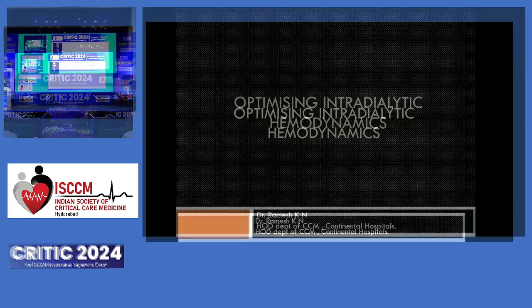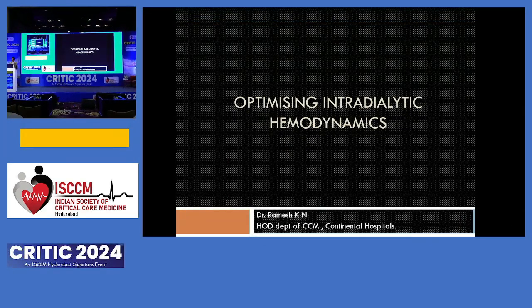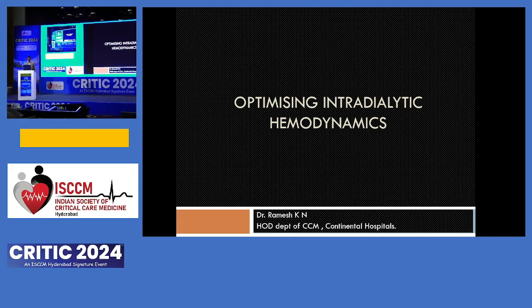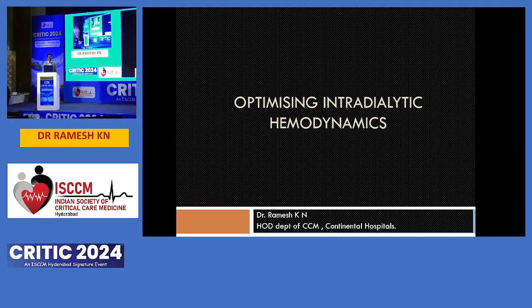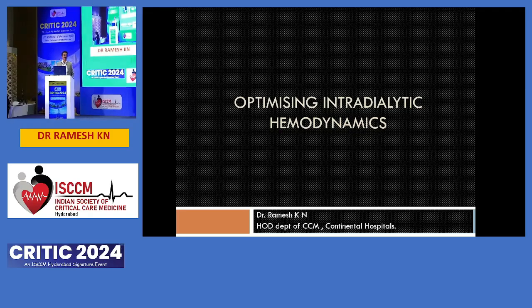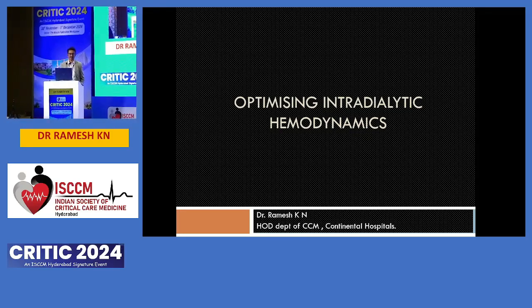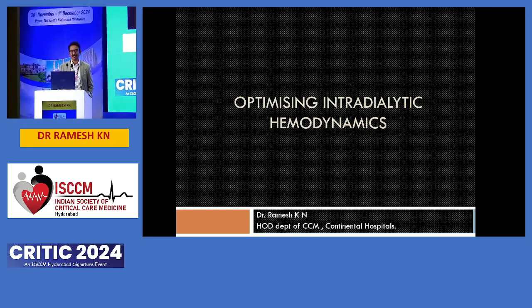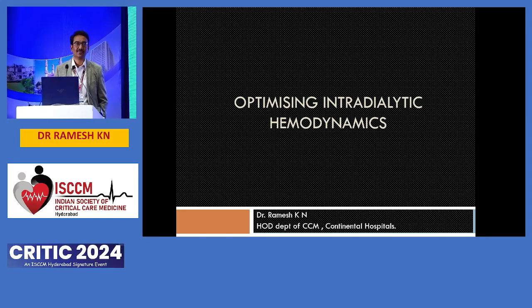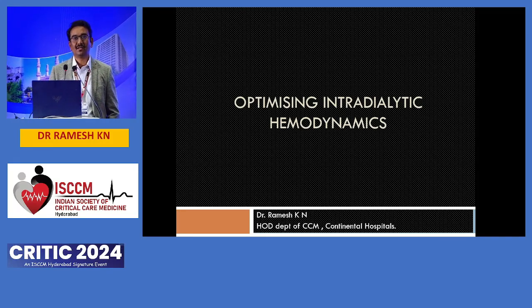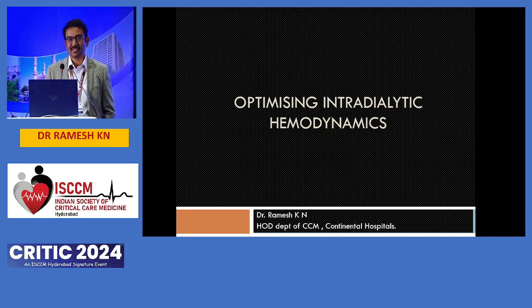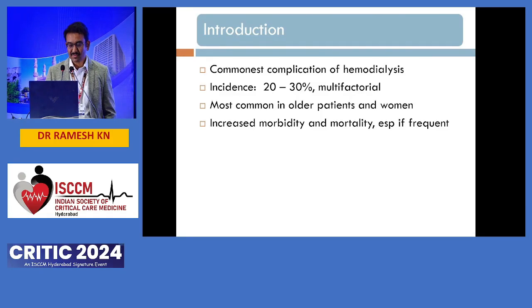Thank you. Good afternoon, everyone. So my topic is optimizing intradialytic hemodynamics. In that we'll see commonly intradialytic hypotension and also hypertension. Intradialytic hypotension is more common. We see it in around 20 to 30% of the patients on dialysis, and it is more so in the elderly population and in women. Why do we need to know about this? Because it adds to the morbidity and mortality of the patients.